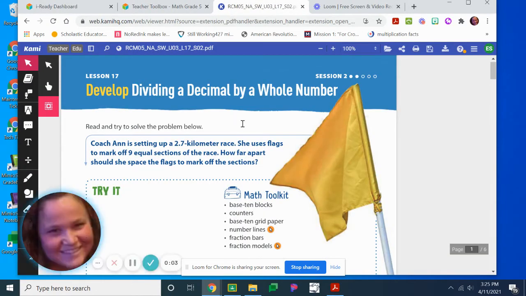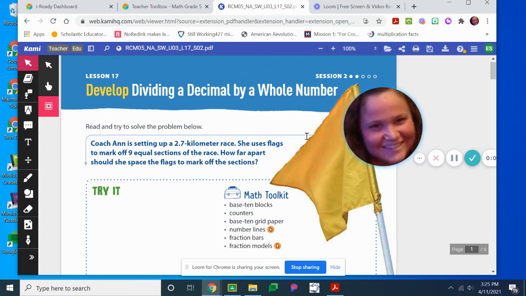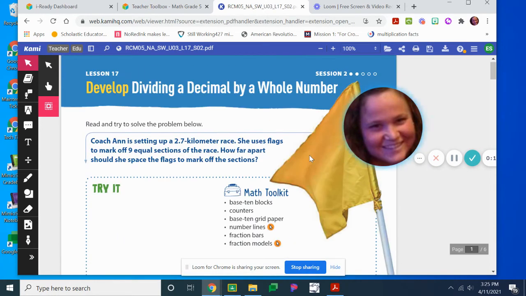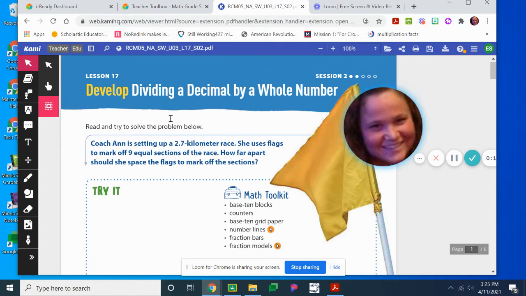Hello, boys and girls. All right, so right off the bat, we're going to get into dividing by whole numbers. You need to get to page 351 for your notes. We're in session 2 of 17. We're going to start off by reading and trying to solve the problem below.